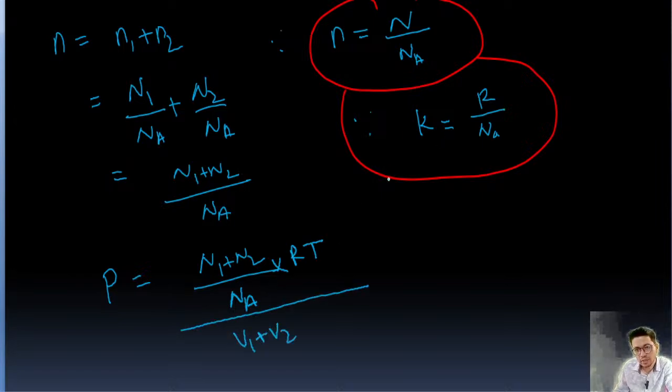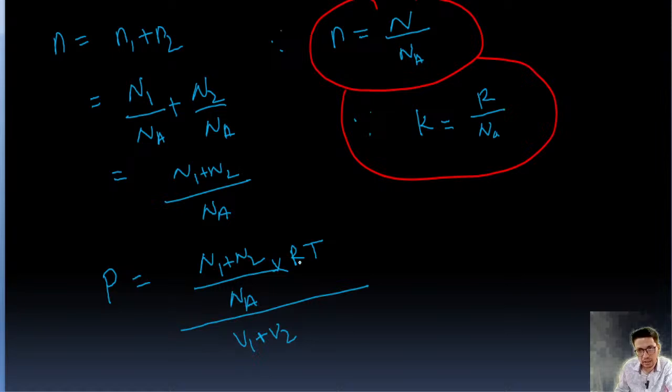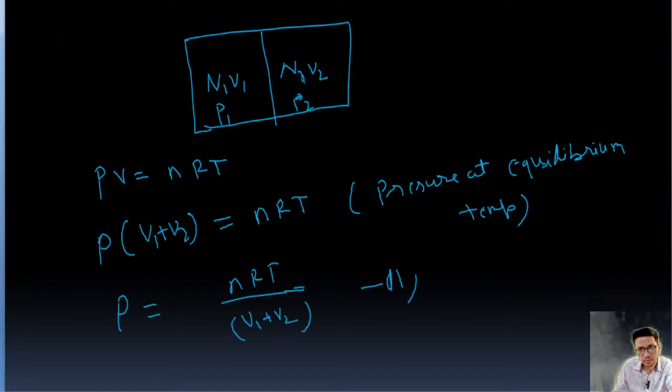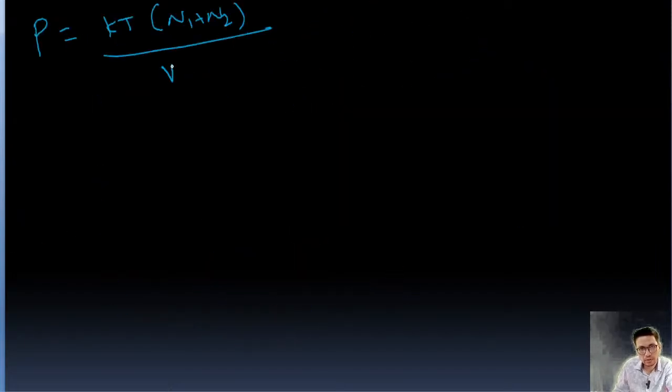R upon Na is K, right? So P is going to be KT into (N1 plus N2) upon (V1 plus V2). Okay, so this is the answer, guys: KT into (N1 plus N2) upon (V1 plus V2).